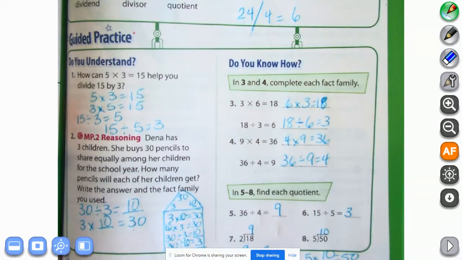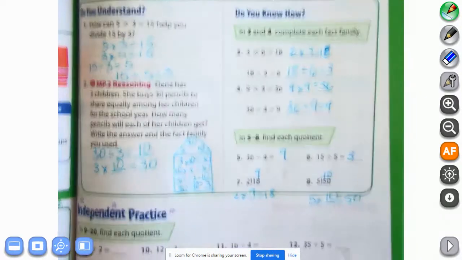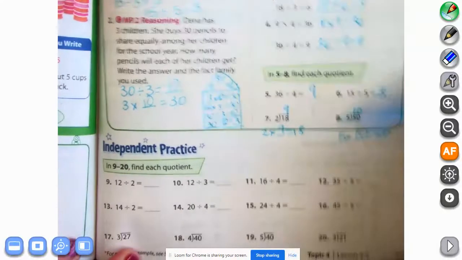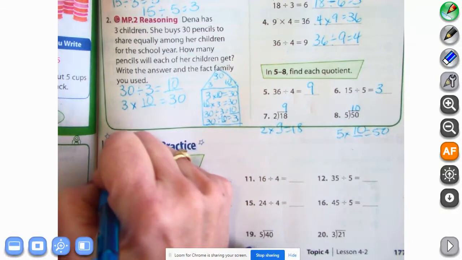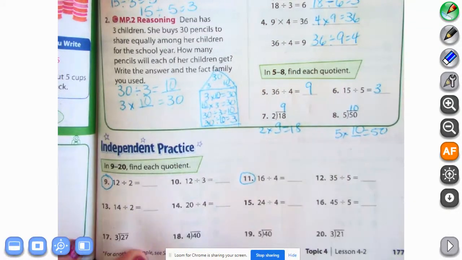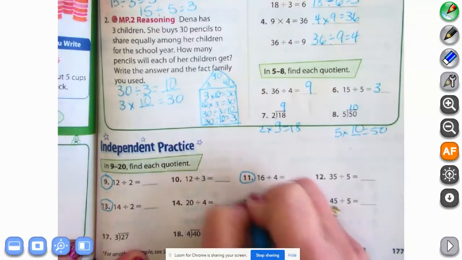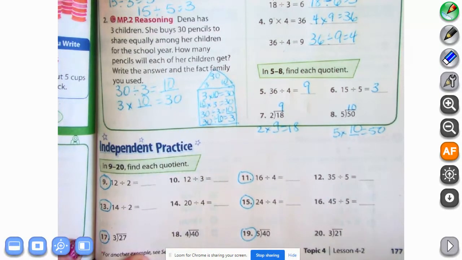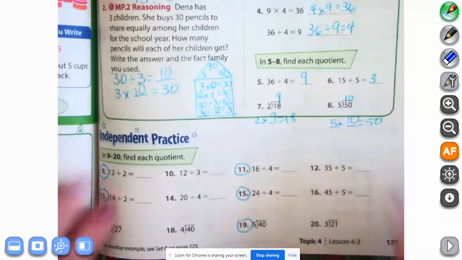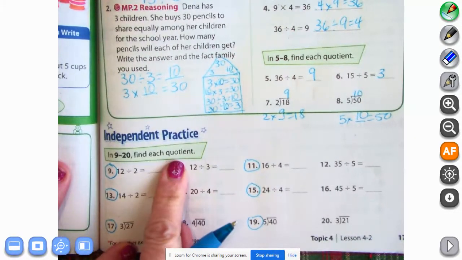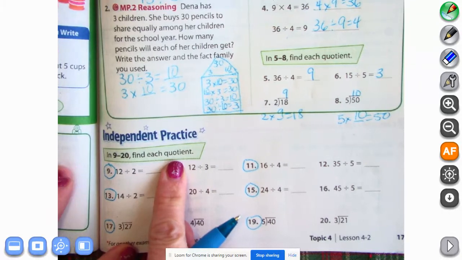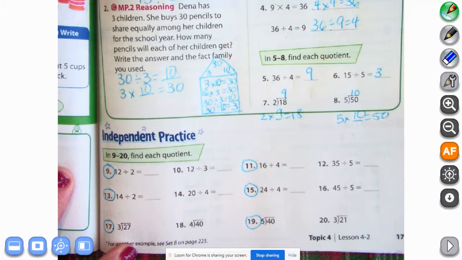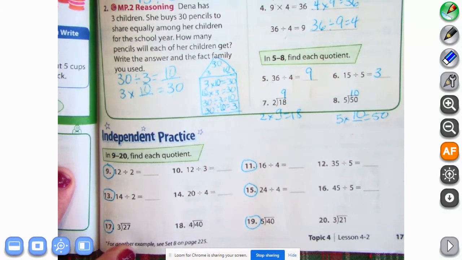All right. So now we're going to go down here and we're going to circle all of the odd numbers. So 9, 11, 13, 15, 17, and 19. All right, so let's go. We're going to find each quotient, which is, what is the quotient? Can anyone remember what the quotient is? It's the answer to a division problem.